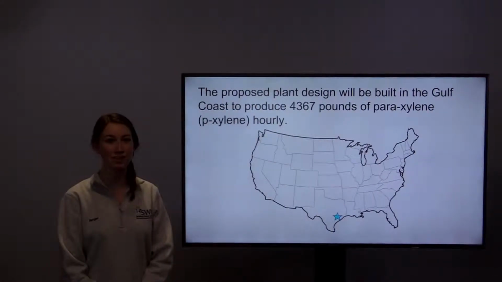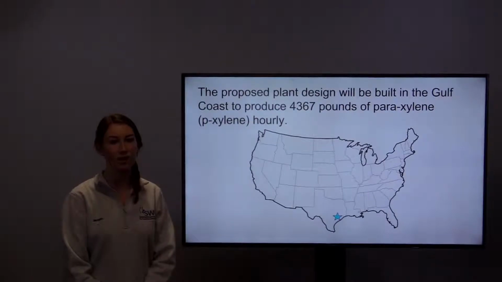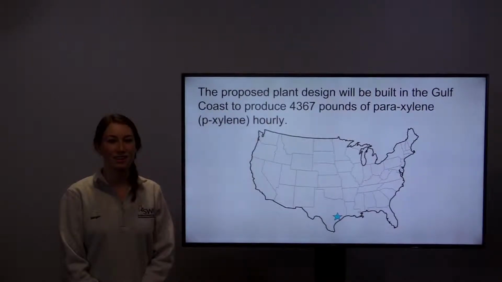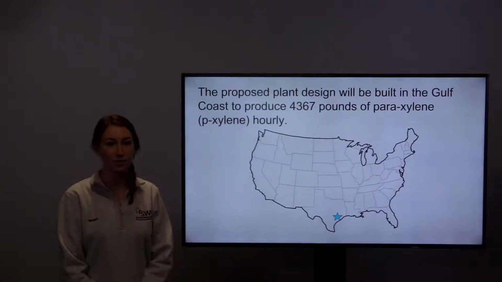The proposed plant design will be built in the Gulf Coast. It is designed to produce 4,400 pounds of paraxylene on an hourly basis. The proposed plant will be built in Houston, Texas. The existing site at this location needs to be renovated so that the paraxylene plant can be built. Facilities will need to be upgraded and updated.